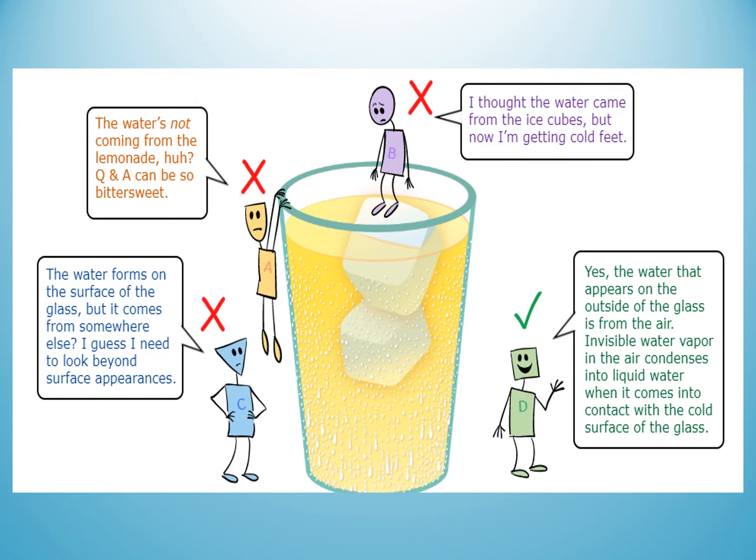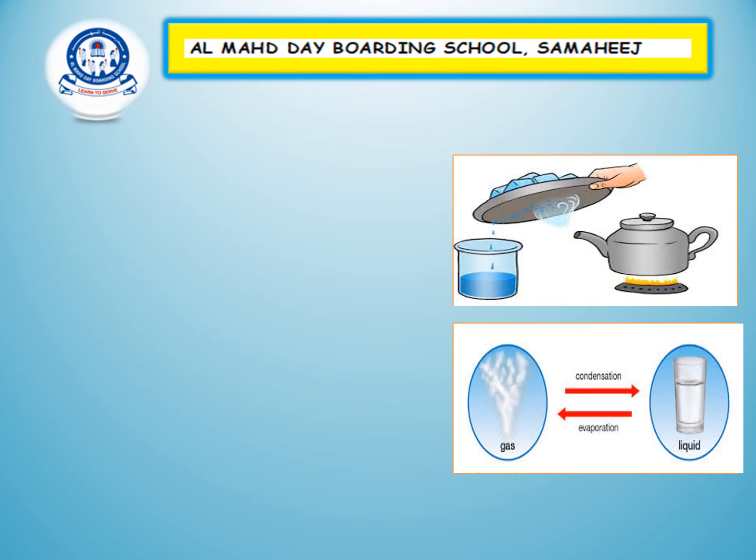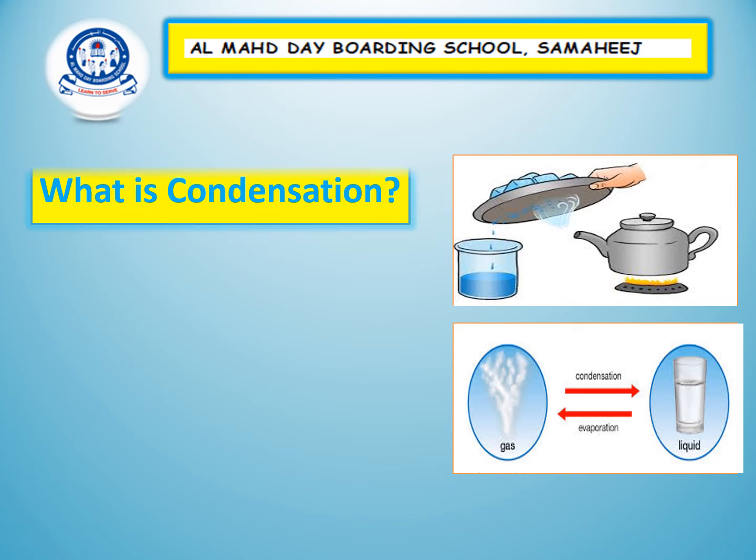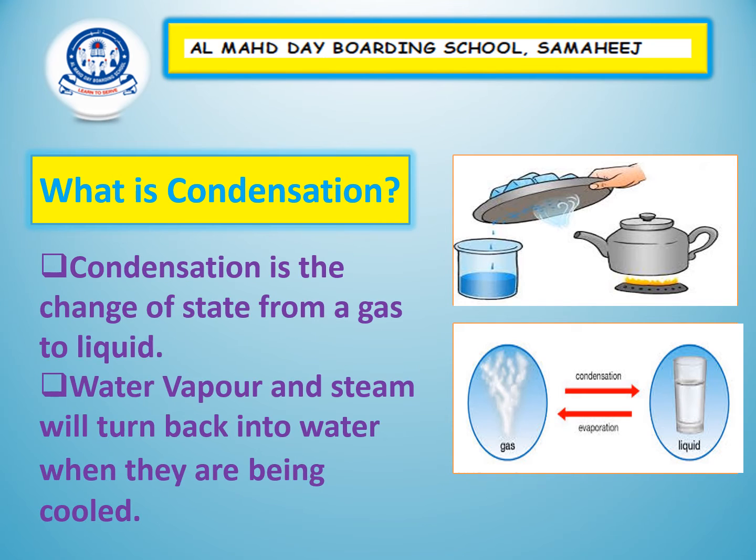Letter D. The water that appears on the outside of the glass is from the air. Invisible water vapor in the air condenses into liquid water when it comes in contact with the cold surface of the glass. What we call the process of condensation. Condensation is the change of states from a gas to liquid. Water vapor and steam will turn back into water when they are being cooled.